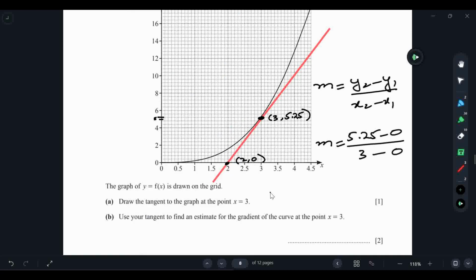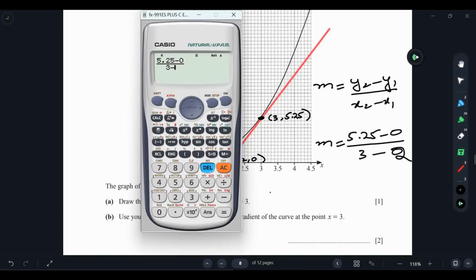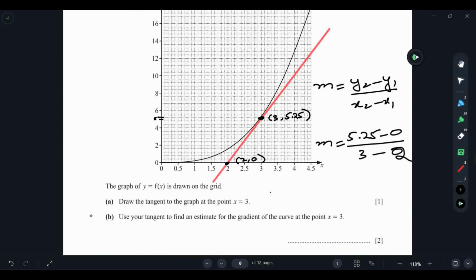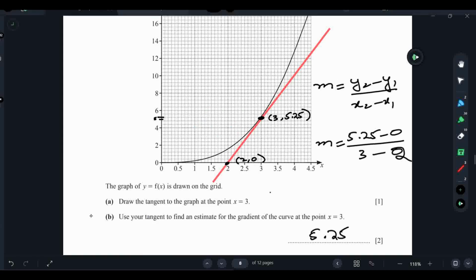Okay, there is a slight mistake. This should be 3 minus 2. X2 minus x1, this should be 3 minus 2. So 3 minus 2, we need to write here. So this will be equal to 5.25. Okay, let me write it over here that the gradient will be 5.25.